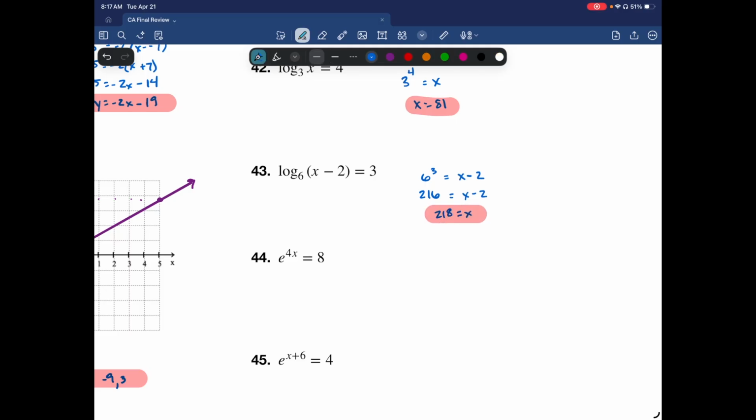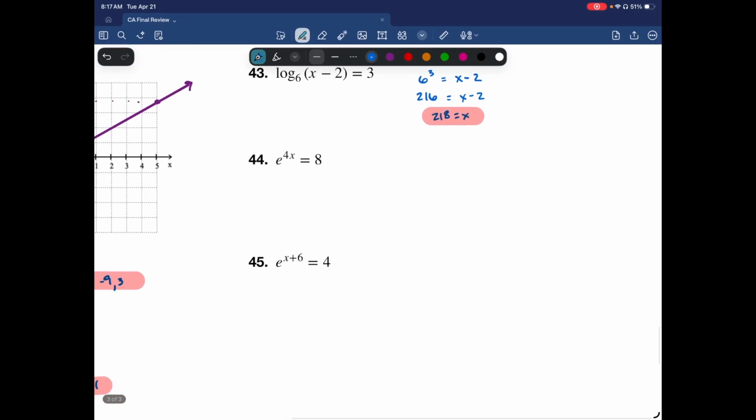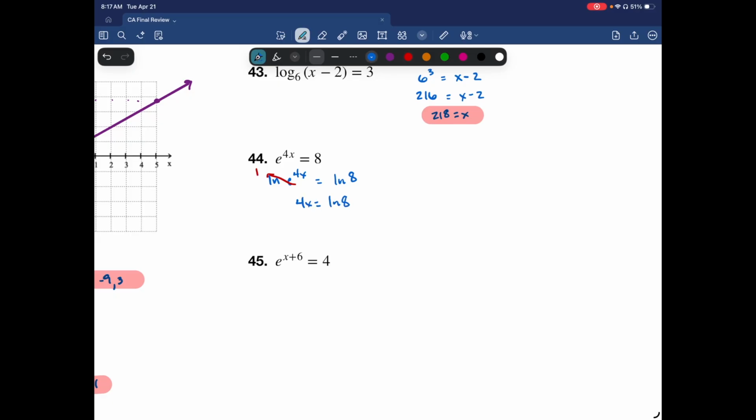Now for 44 and 45, the x is in the exponents, and so to get it down, I need to take the natural log of both sides. So I have the natural log of e to the 4x equals the natural log of 8. The natural log of e goes to 1, so 4x comes down equals ln 8. And so x equals ln 8 divided by 4. This is your exact answer. They could ask for a decimal, and if they do, that decimal is going to be 0.52.